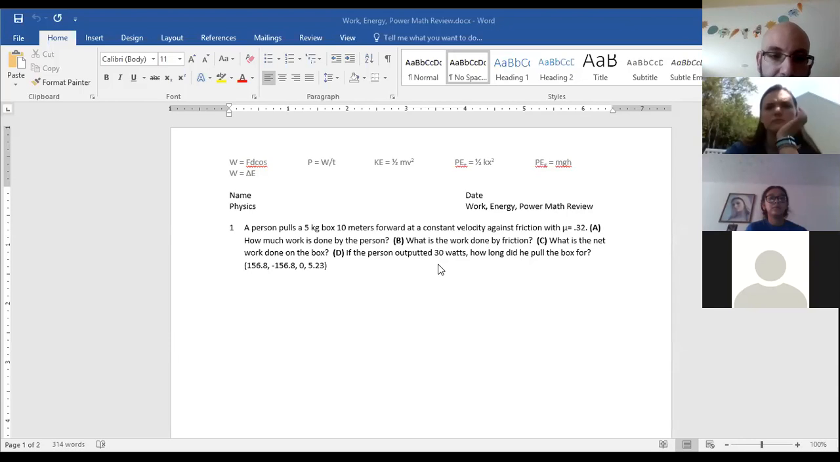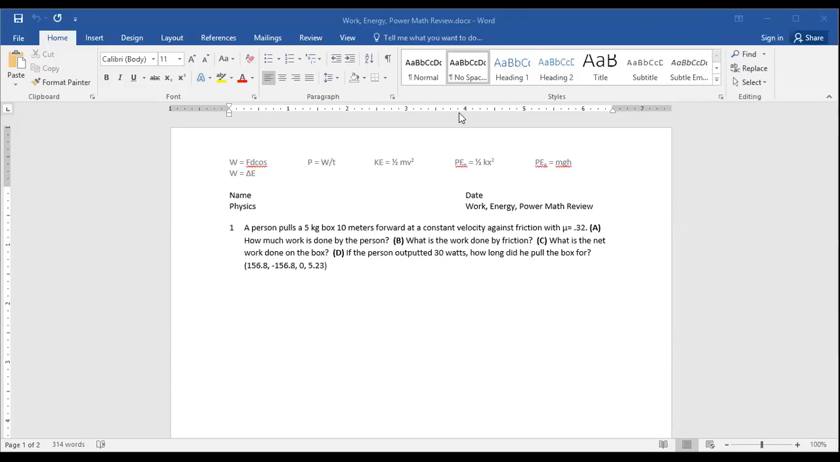So a person pulls a 5 kilogram box 10 meters forward at a constant velocity. Friction is 0.32. How much work is done by the person? So, again, here we go, constant velocity. So that means the net work is 0. So whatever work friction is doing, the person is doing the same exact value of work, just in the opposite direction. So we can actually solve this out of order.